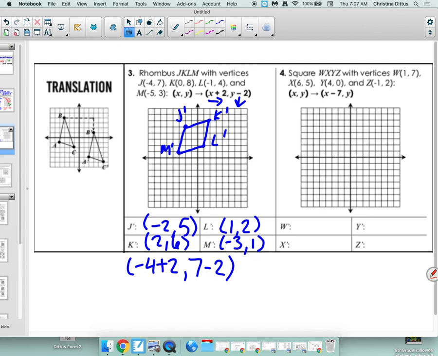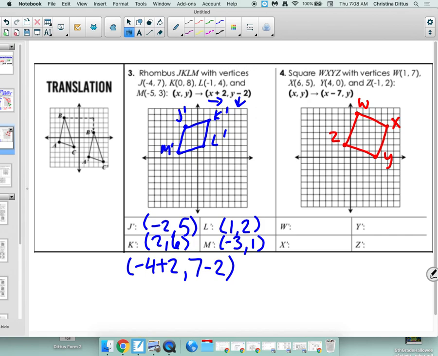We'll do that with this one. So it says my points are 1, 7, 6, 5, 4, 0. Oops, this one isn't over enough. This was y and negative 1. So this is my image that I'm starting with.